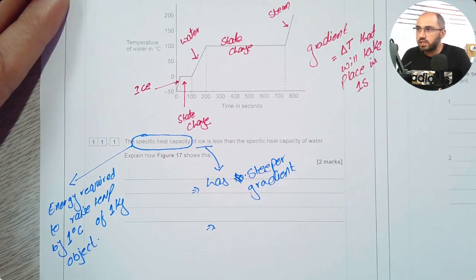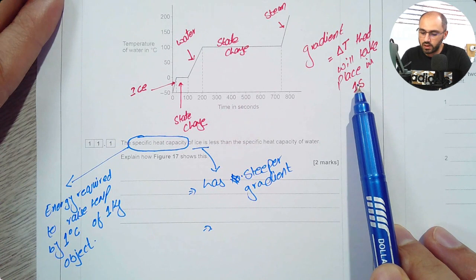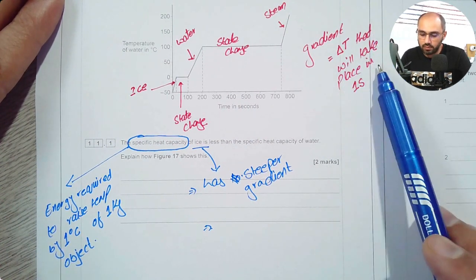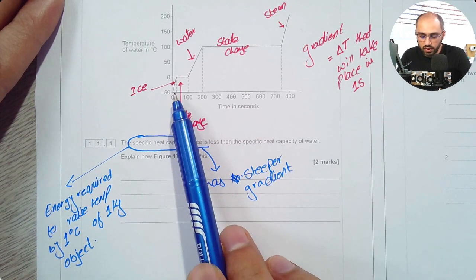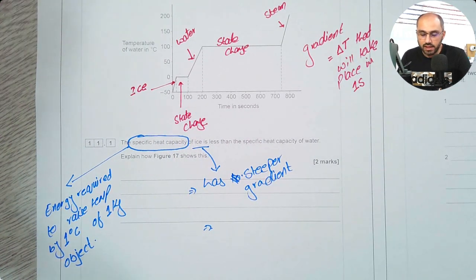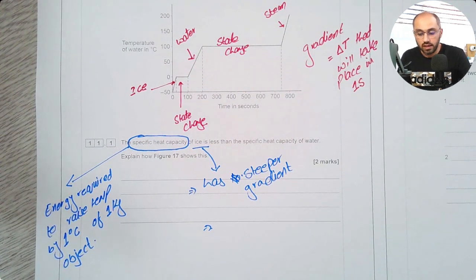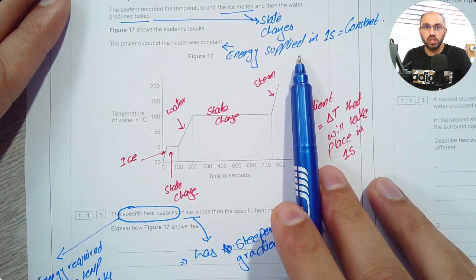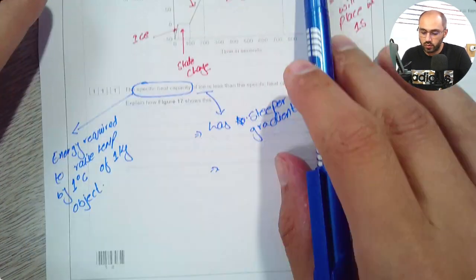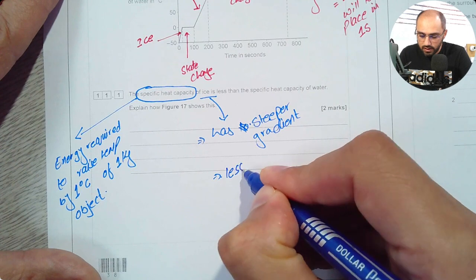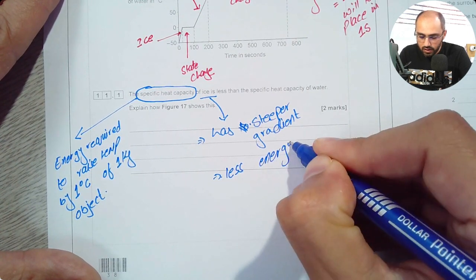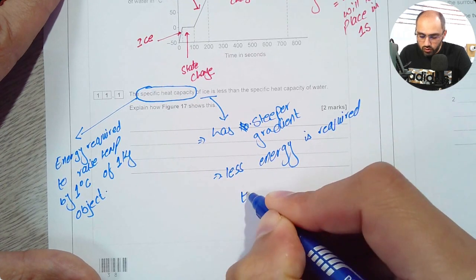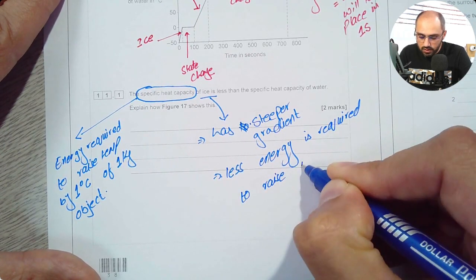Now steeper gradient means what? I just made it clear to you here that gradient in this case is representing the change in temperature that will take place in 1 second. So if it has a steeper gradient, then the change in temperature in 1 second will be bigger, and that indicates that it would use less amount of energy to raise its temperature. We can say less energy is required to raise its temperature by 1 degree Celsius.